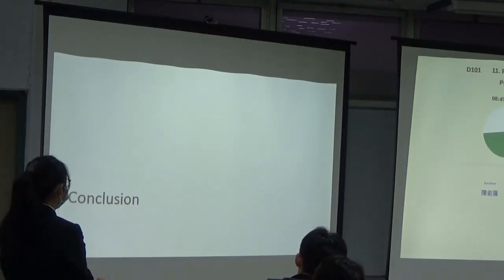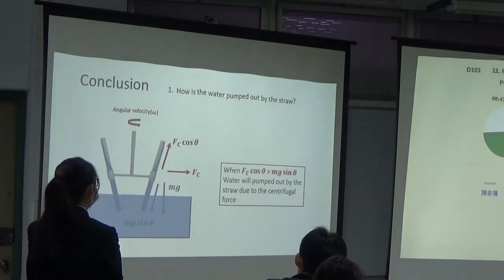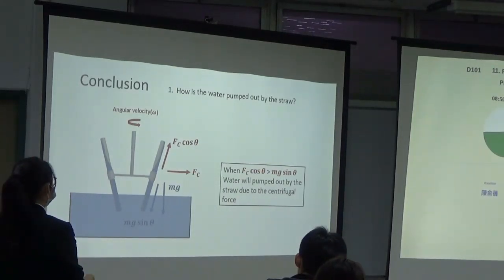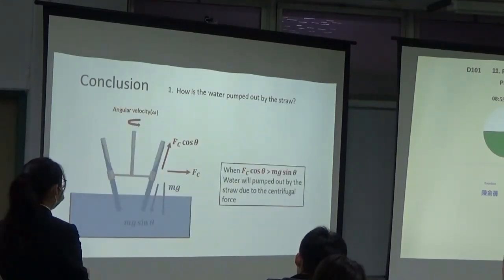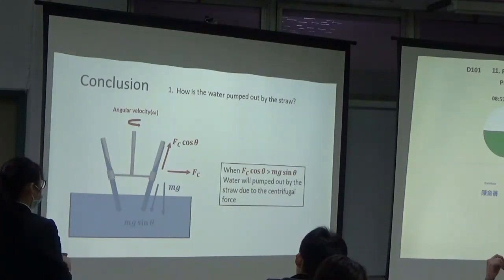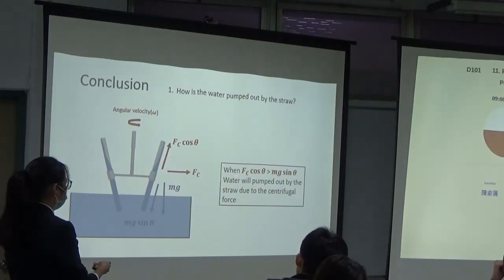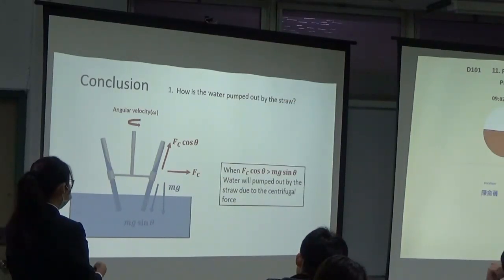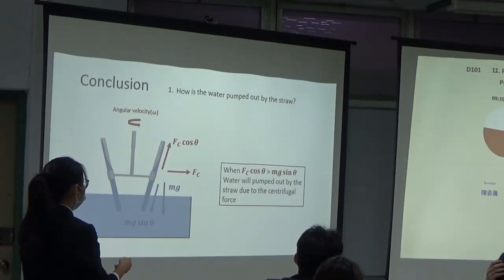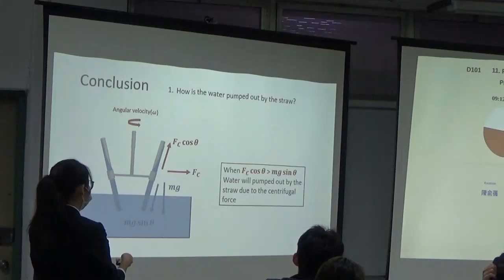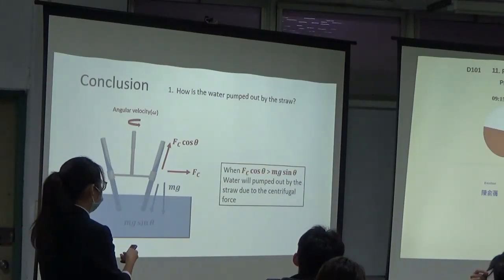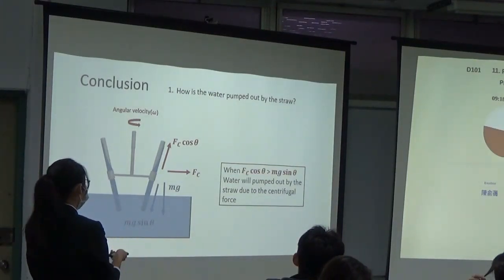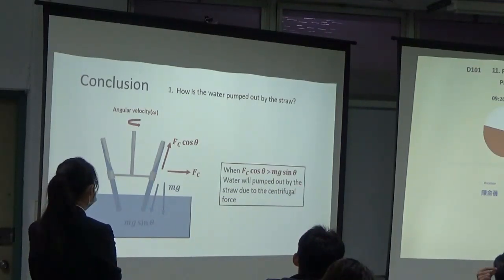And for the conclusion, how is the water pumped out by the straw? When we give the straw an angular velocity, it will start to produce some centrifugal force, whose direction is from the inner part to the outer part. So the water may pump through the straw from the bottom to the top, and then pump out from the top of the straw. So when the component of centrifugal force is larger than the component of gravitational force, the water will pump out by the straw due to the centrifugal force.